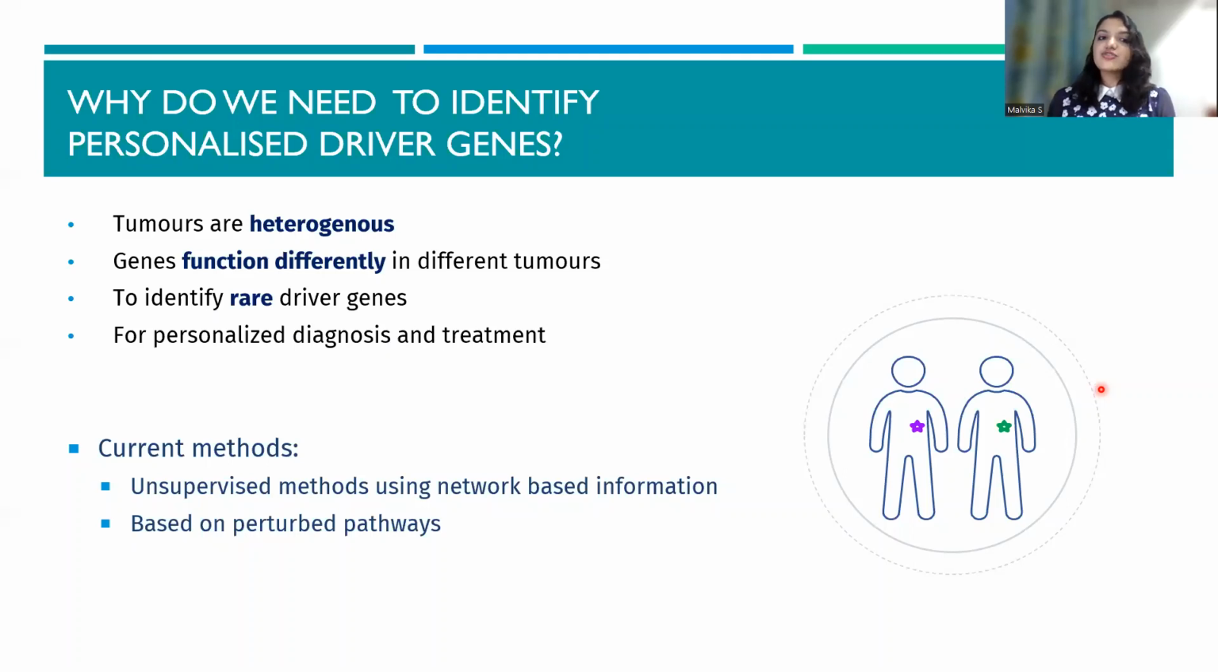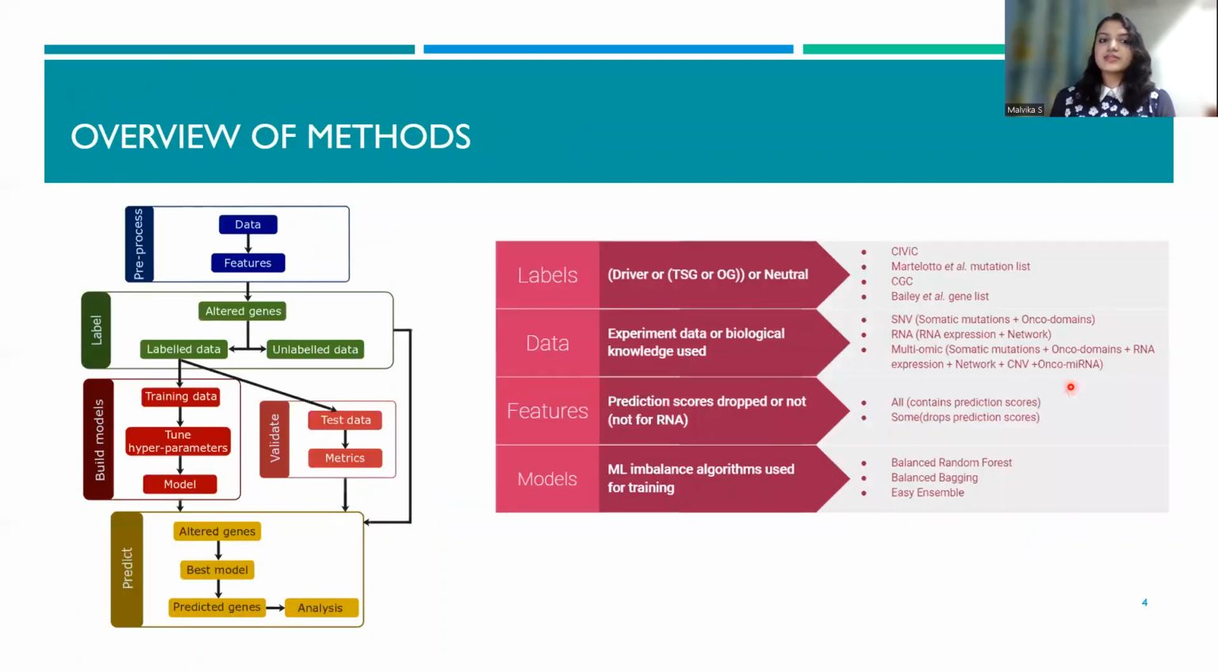So identification of personalized driver genes can help us identify rare driver genes, which can then be used for diagnosis and treatment. Now, the current methods which exist for identification of personalized driver genes are based on unsupervised methods. They use network information and are based on the principle that the neighborhood of the altered gene will show a perturbation in its expression.